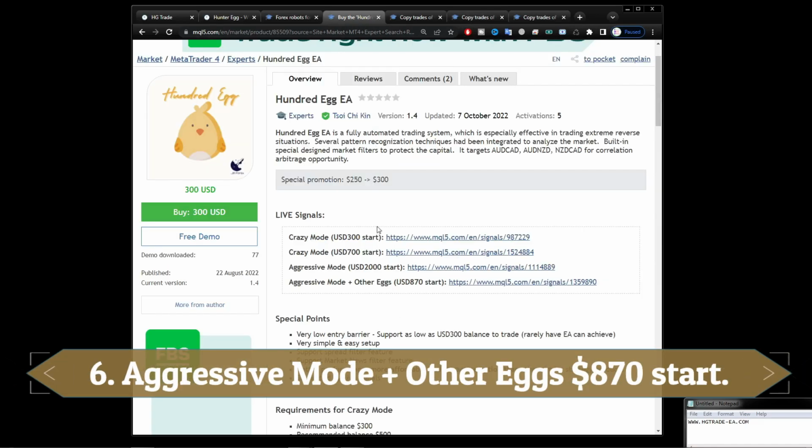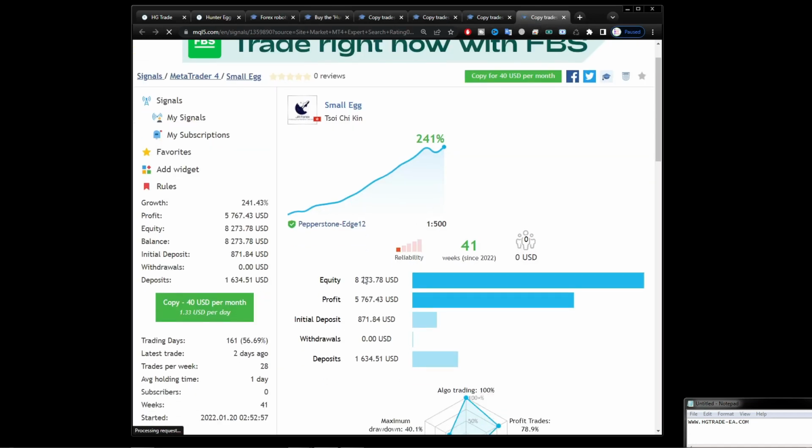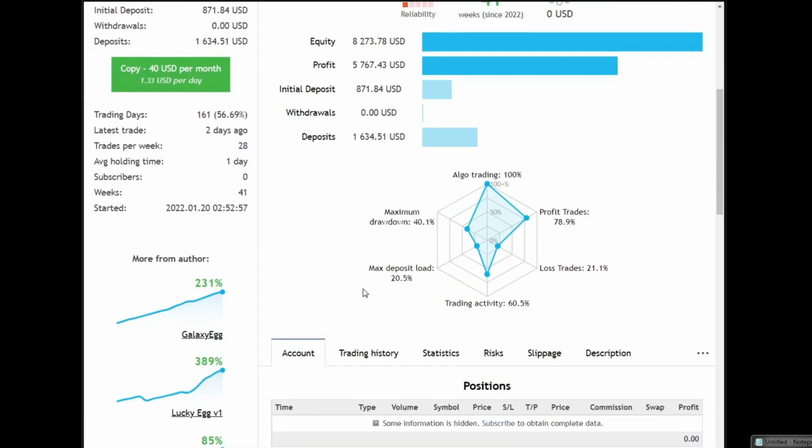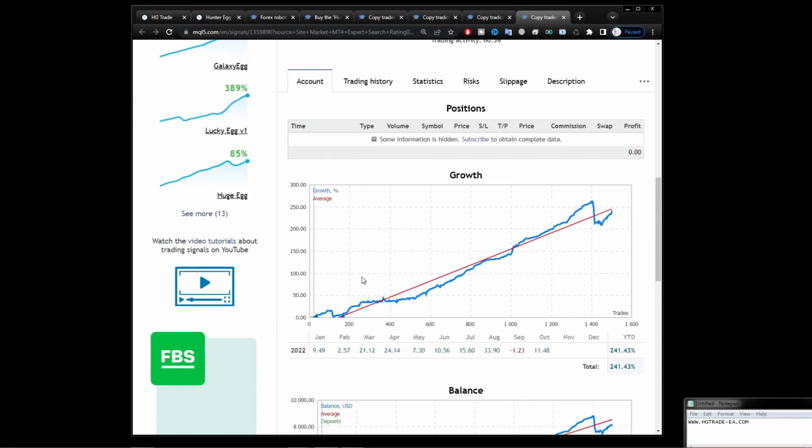Six. Aggressive mode plus other EAs, $870 start. Okay, the last is aggressive mode plus other EAs with a capital of $870. With this mode it has been proven to get a profit of 241%. Drawdown that occurred 40.1%. And profit trades 78.9%. This mode has been running since January 2022 and is still running.